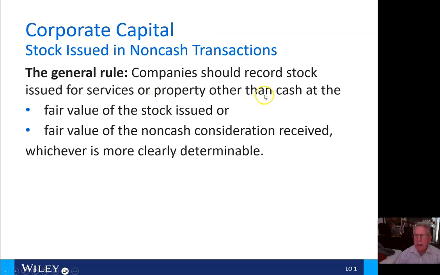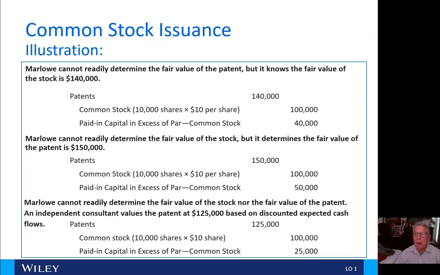Sometimes, rarely, admittedly, we issue stock in non-cash transactions. So as a general rule, the company should record stock for services or property other than cash at the fair value of the stock issued, or the fair value of the non-cash consideration received, whichever is more clearly determinable. Okay, so let's take a look.